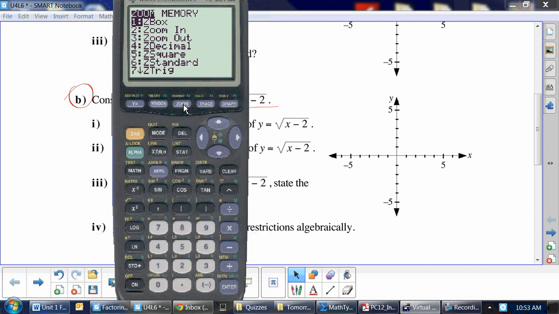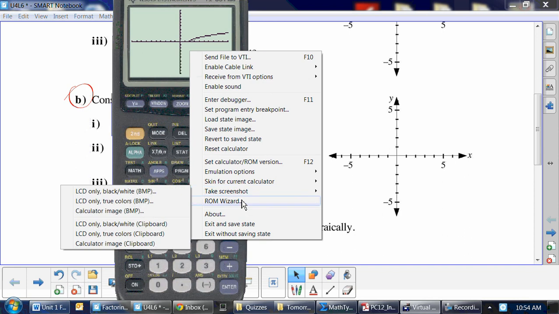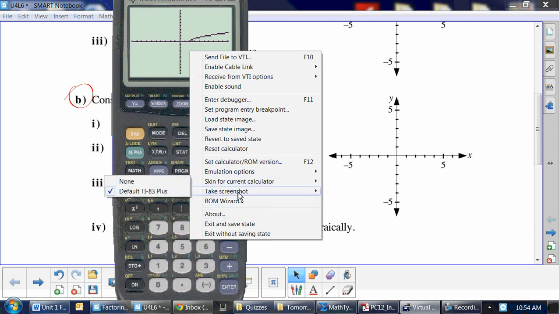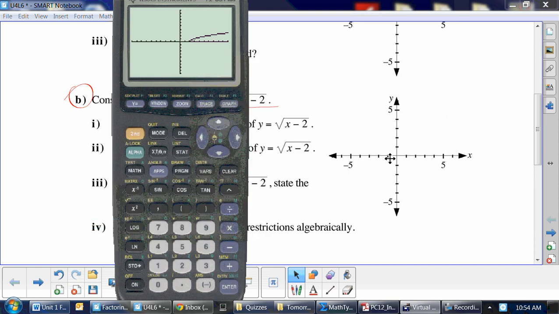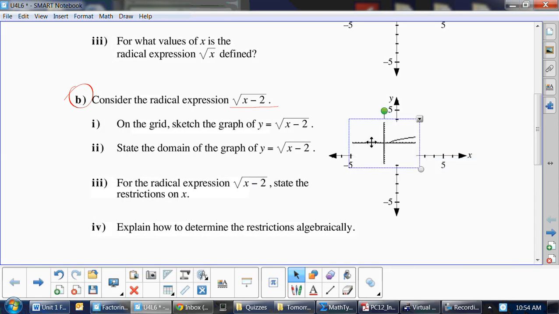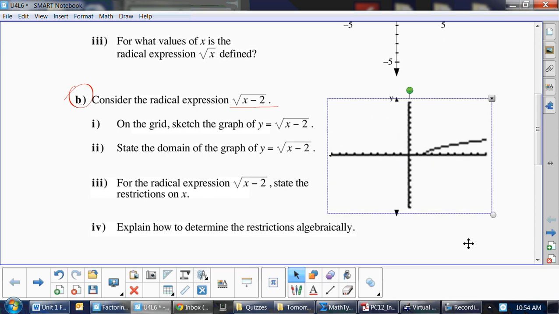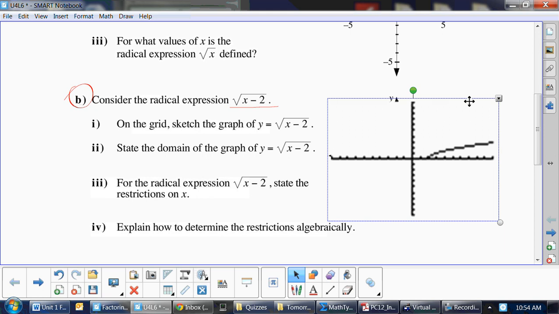So let's all hit zoom 6, so we're all looking at the same graph. Okay, so what I want you to do is just right click on this, take a screenshot, and draw it. So time consuming. Okay, so just going to put this here.